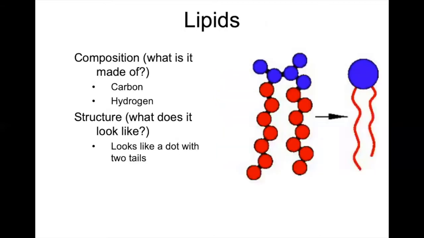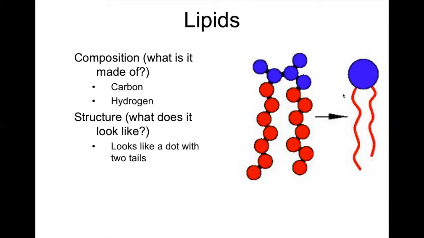Moving on to lipids. What are lipids? Remember, these are your fatty things. So composition, what's it made out of? Carbon and hydrogen. All right. There's some oxygen in there, but not nearly as much compared to the carbohydrates. So carbon and hydrogen. What's it look like?